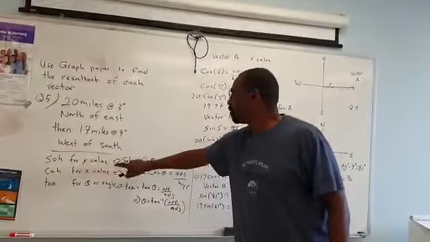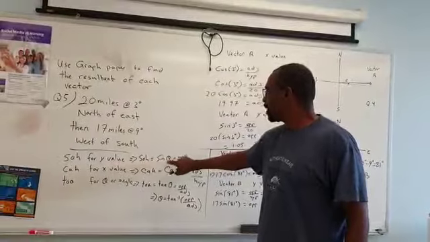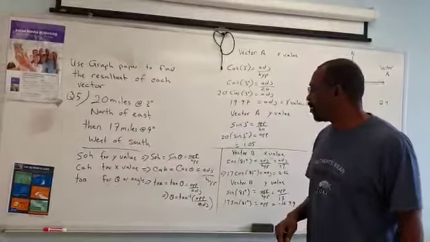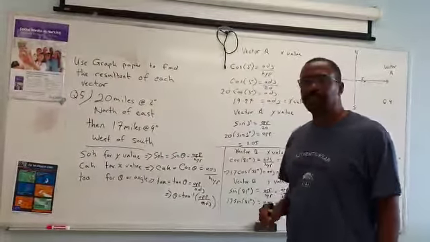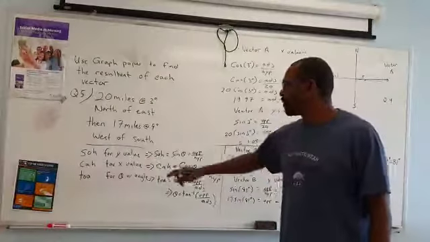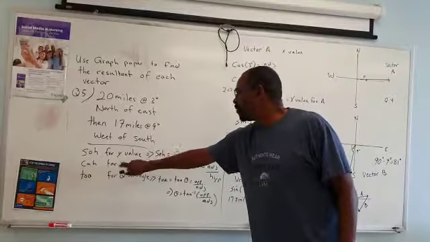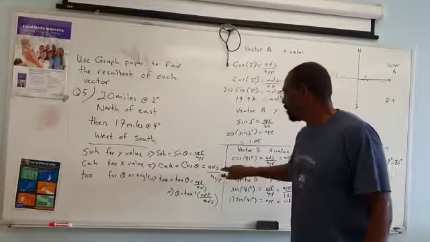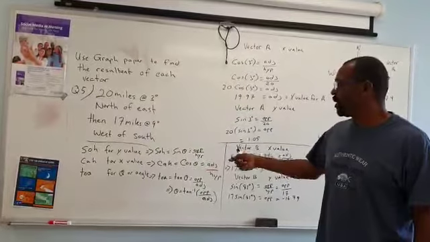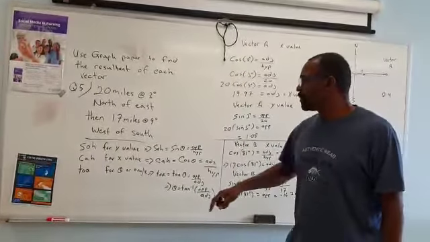For the y value, we're using SOH: sine theta equals opposite over hypotenuse. The opposite of the angle would be your y value. To find the x value, we're using CAH: cosine theta is adjacent over hypotenuse. That will find the x component.